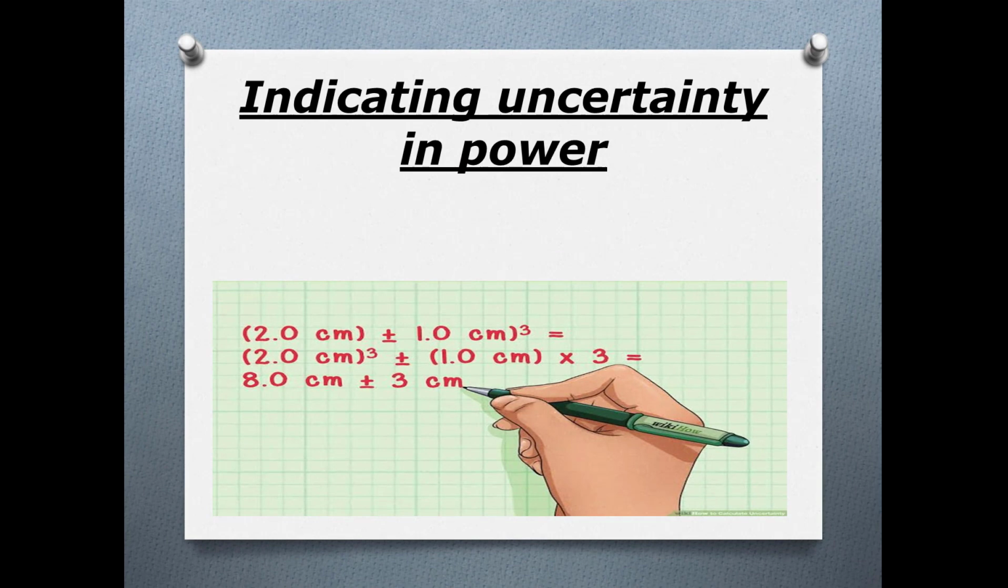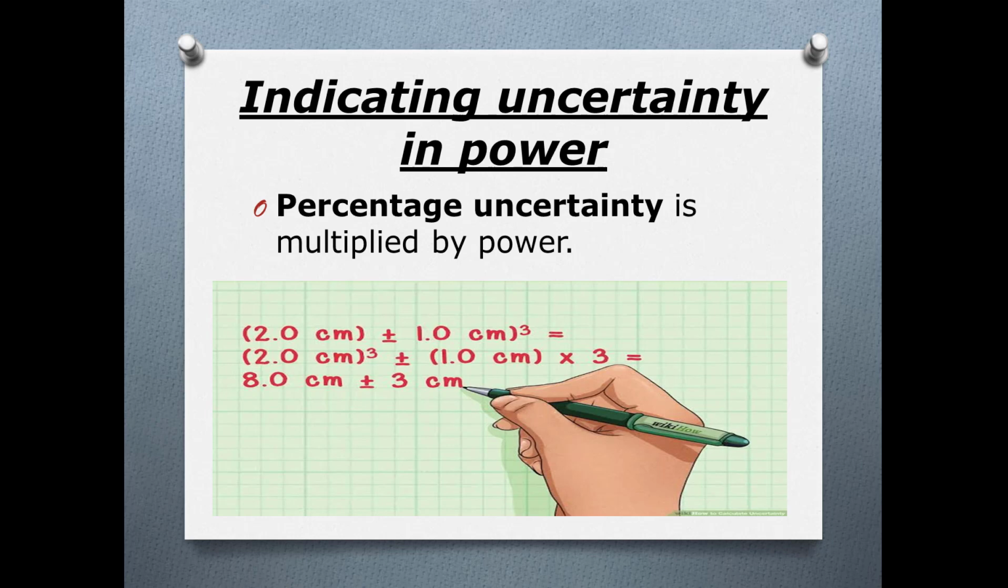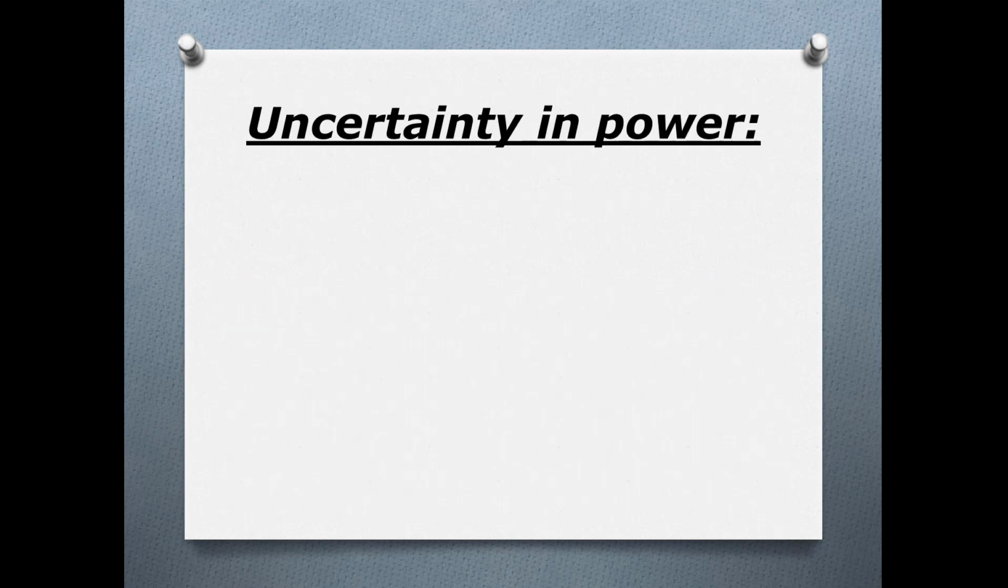So last thing, if we are going to indicate uncertainty in power questions, then what will we do? If we are having a power factor, then how are we going to indicate uncertainty? So percentage uncertainty is multiplied by power. Over here we will use percentage uncertainty because power is basically a question of multiplication. Like if we are having 2 square, which means 2 multiplied by 2, so we will use percentage uncertainty in this type of question. We will check the general rule for that, and then we will discuss an example related to this that will make the concept more clear.